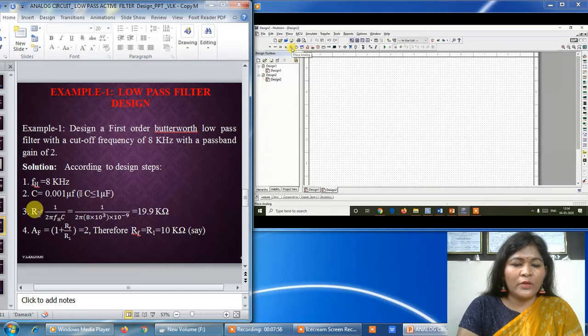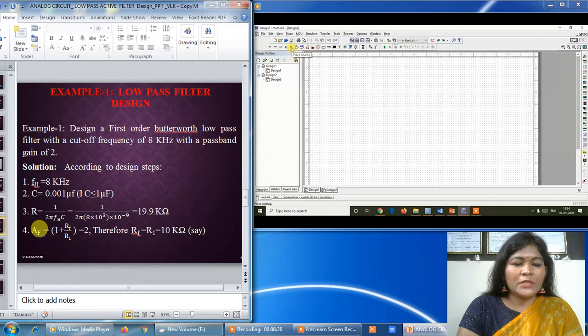So according to that formula, we can find the value of R, that is R equals 1 upon 2 pi FH into C. So here that is equal to 1 upon 2 pi, and FH is given here, that is 8 kilohertz, so this is 8 into 10 raised to power 3, and the capacitor C is equal to 10 raised to power minus 9. So the value of R is equal to 19.9 kilo ohm.